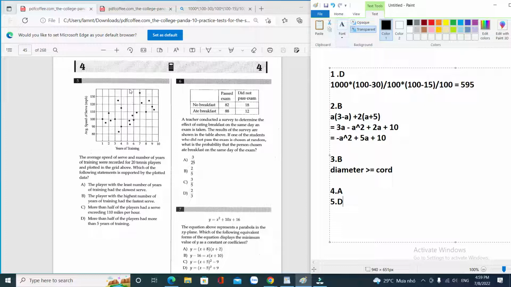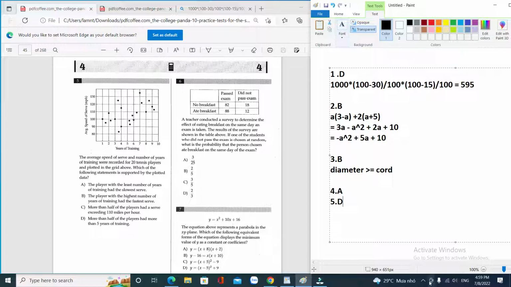So past 5 here is the life of a year equal to 5. So 1, 2, 3, 4, 5, 6, 7, 8, 9, 10, 11. So that's more than a half. So it's D. All right.